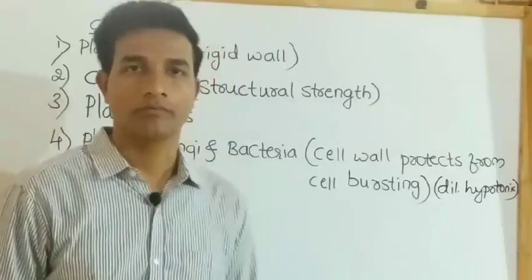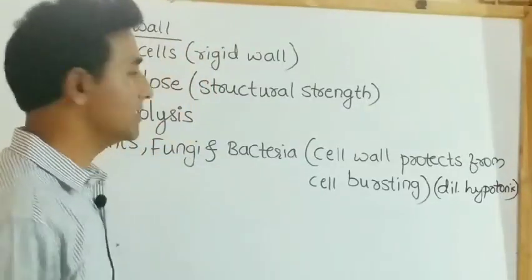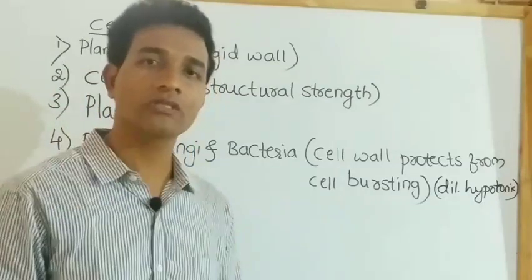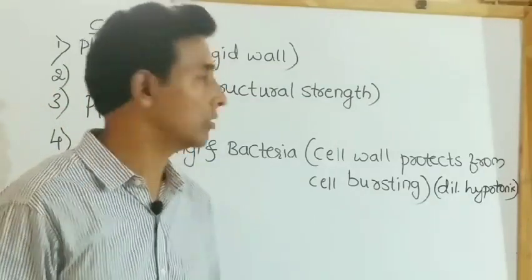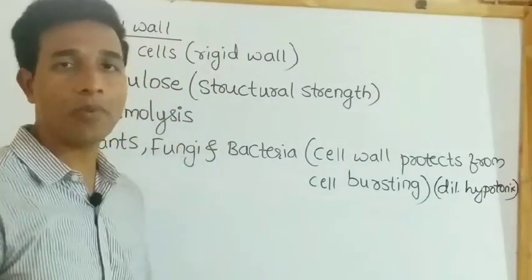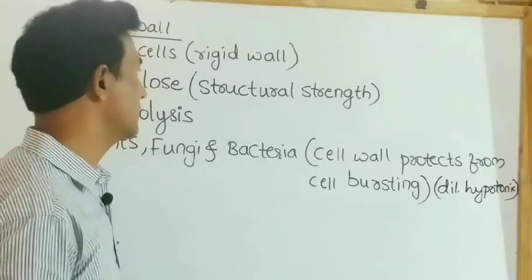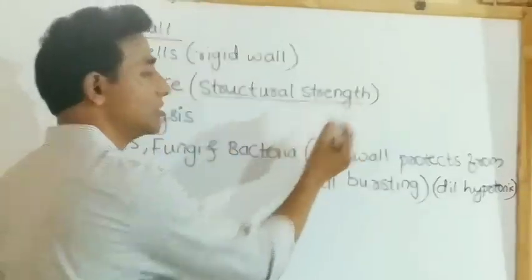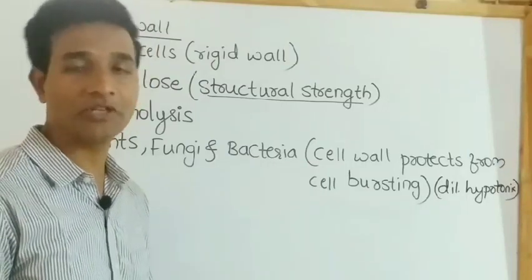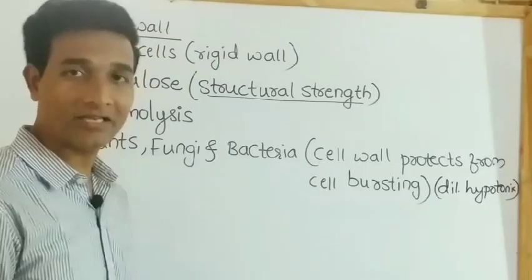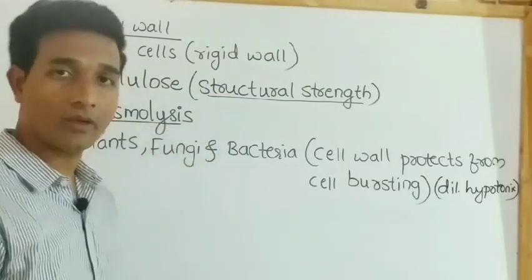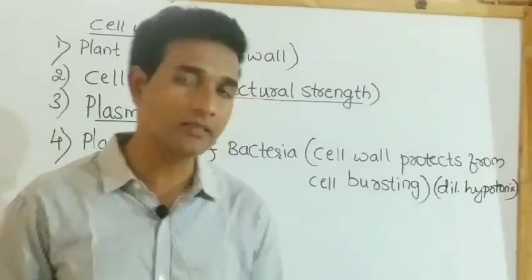Coming to the cell wall. Plant cells, in addition to the cell membrane, have an outermost rigid covering called the cell wall. The cell wall is very hard and it is made up of cellulose in plant cells, and this gives structural strength to the plants to withstand high temperature as well as to avoid desiccation. And the cells also undergo plasmolysis.